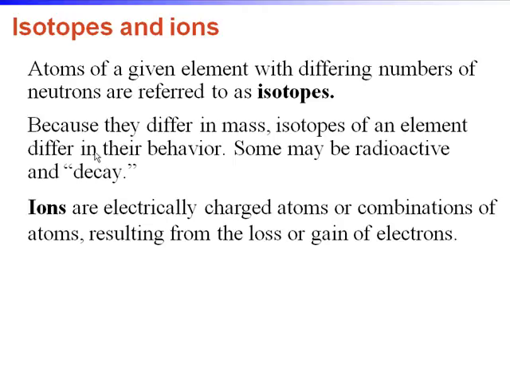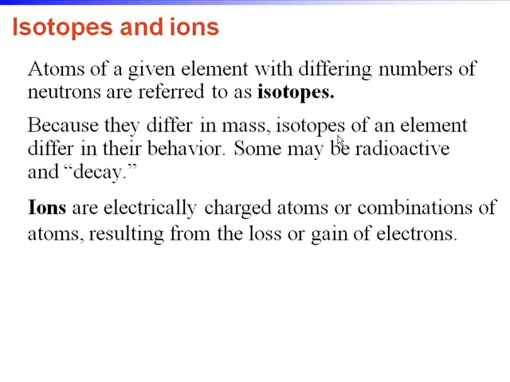Now, ions are electrically charged atoms or combinations of atoms resulting from the loss or gain of electrons. Okay, so ions have a charge, either a plus or a negative associated with them, because they have lost or gained electrons. If they have more electrons, right, they're going to have more negative charge, they're going to have a negative sign. If they've lost electrons, right, they're going to have a positive sign because they have more protons than electrons.